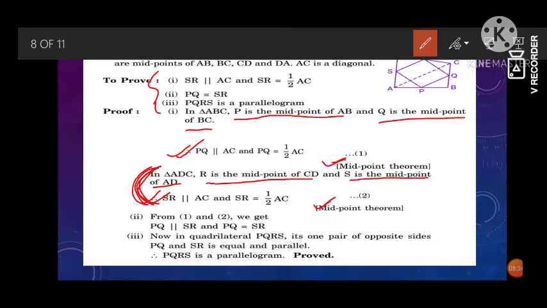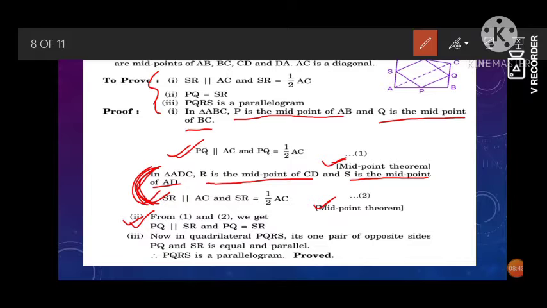Now, we have already got two equations, equation 1 and equation 2. So from equation 1 and equation 2, we can say PQ is parallel to SR and equal to SR. So our second part is also proved.